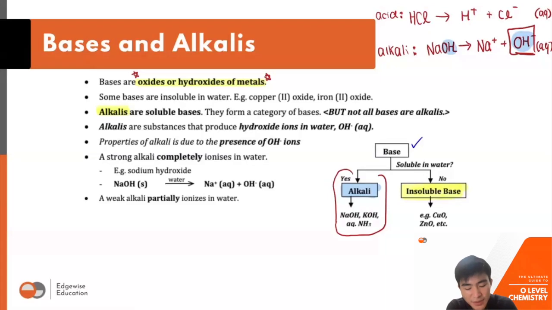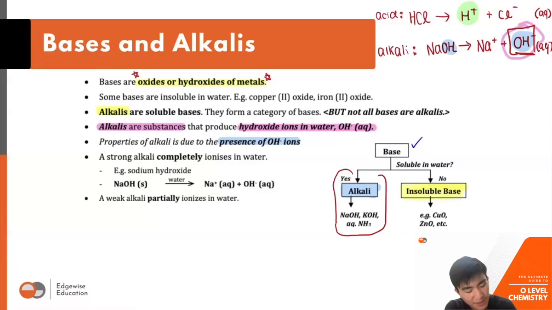So hence the definition goes like this. Alkalis are substances that produce hydroxide ions when dissolved in water. Hydroxide ion is this OH minus over here. Same for acid. Acid is because of H plus. For base, it is OH minus. It is precisely because there is OH minus that alkali has alkali property. Alkali has the property of alkali because of this OH minus.